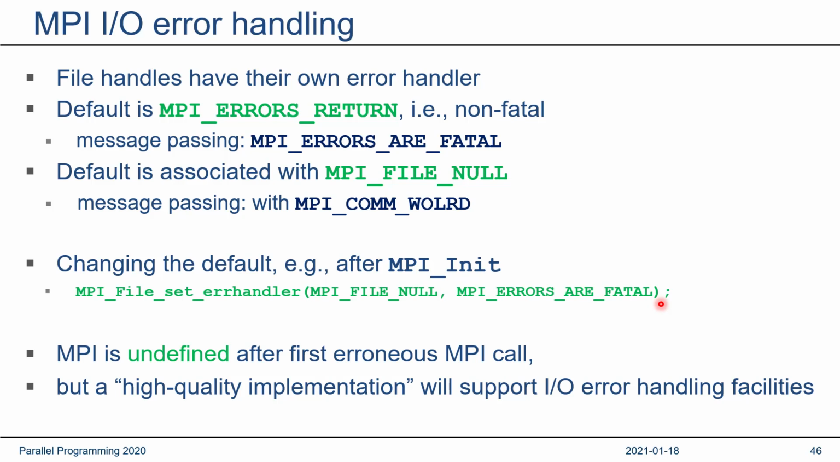After the first erroneous MPI call, MPI's status is undefined according to the standard. But again, according to the standard, a high-quality implementation will support I/O error handling facilities. So a high-quality implementation should give you the option to establish proper error handling without messing up the internal state of the MPI library.